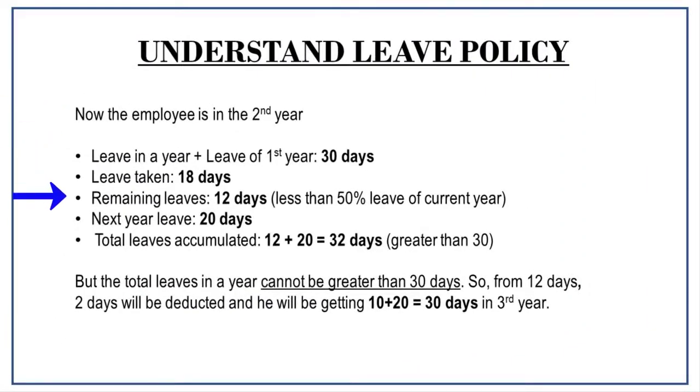Leave in a year plus leave of first year, 30 days, leave taken, 18 days, remaining leaves, 12 days, less than 50% leave of current year. Next year leave, 20 days, total leaves accumulated, 12 plus 20 equals 32 days, greater than 30. But the total leaves in a year cannot be greater than 30 days, so from 12 days, 2 days will be deducted, and he will be getting 10 plus 20 equals 30 days in the third year.